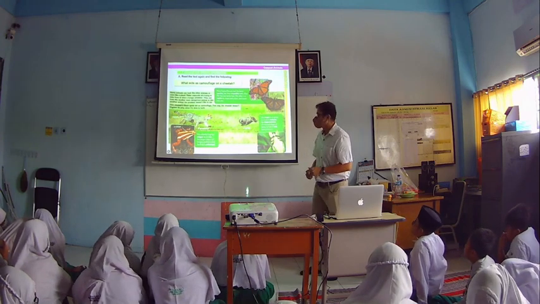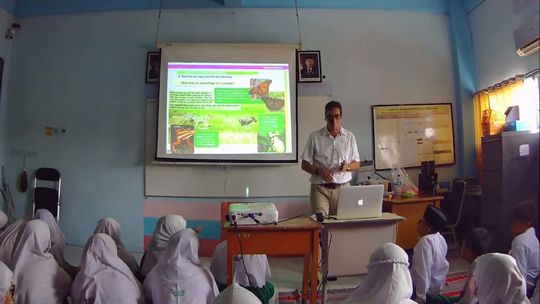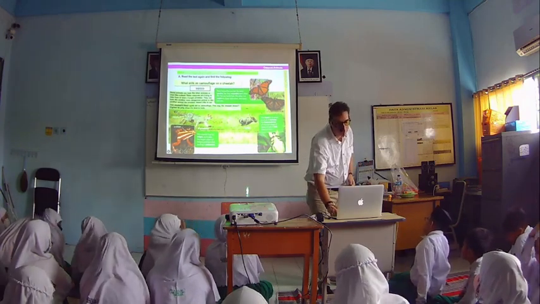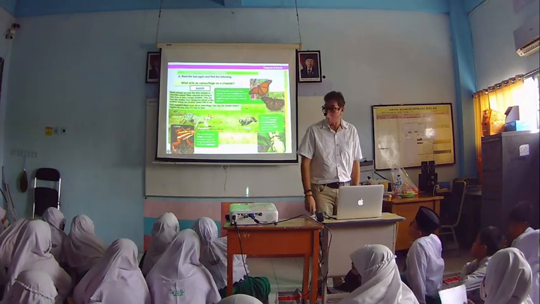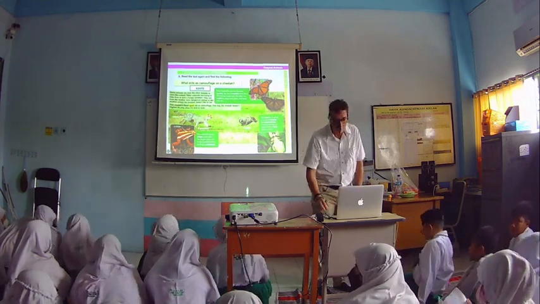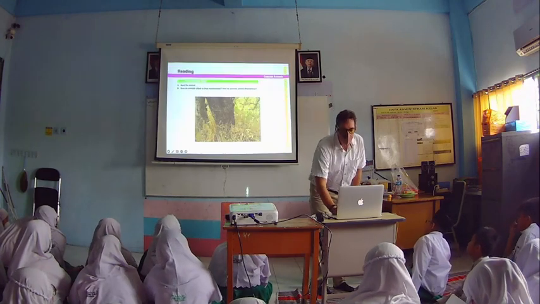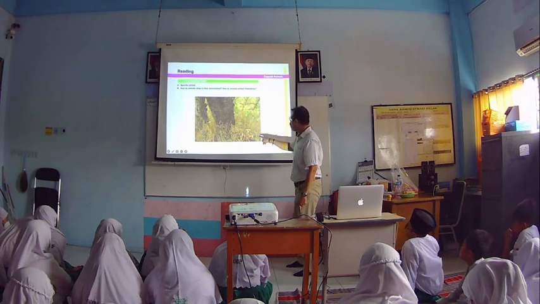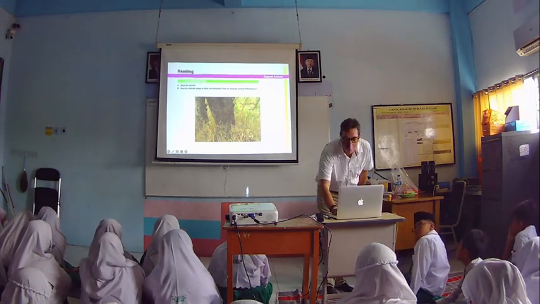So what acts as camouflage? The cheetah uses black spots. Yeah, it's black spots. Right. And like you saw in the picture earlier, it works very well, doesn't it? You remember the cheetah over here? The black spots, they work very well. We can't see it. So that's a very good camouflage.